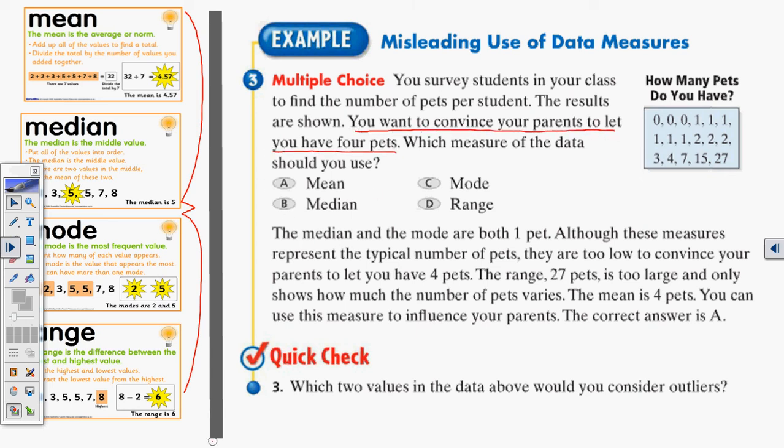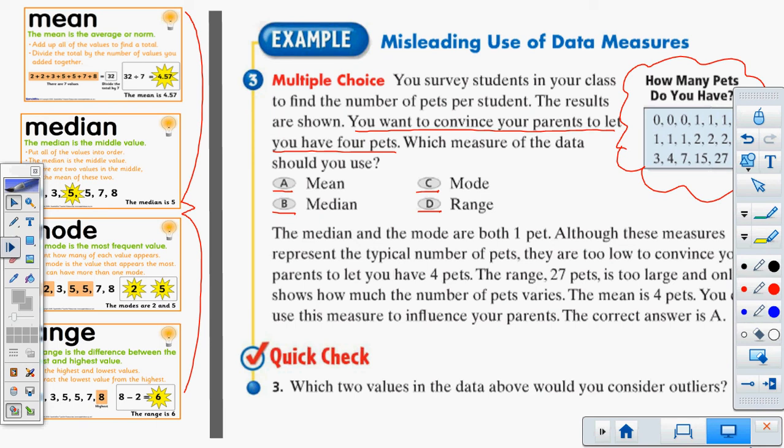So there's our goal. Which measure of the data should you use? Should I use the mean, the median, the mode, or the range? And here is our data. Take a minute, find each of those, and then figure out which one we should use.